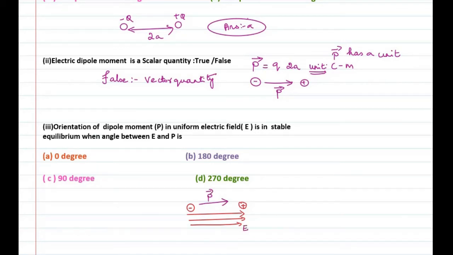The electric field is due to some point charges and this field is uniform, and the dipole moment is P. Now both the P vector and the E vector are parallel. When they are parallel, what could be the angle between them? The angle will be 0 degrees. So the angle between them will be 0 degrees. This will be the condition for stable equilibrium.